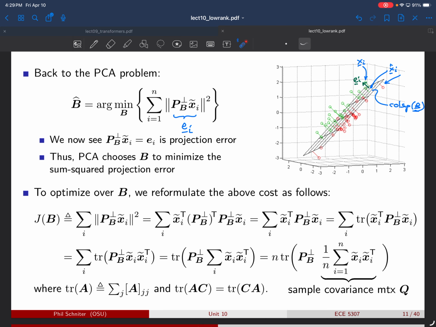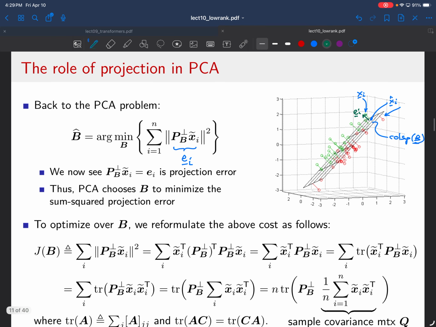And the first thing to remember is that if you have a squared norm, let's say I have a vector a squared, I can also write that as a transpose times itself. Right? So when we have this norm squared, we can write that as this times itself transposed. Okay, so now we've gotten rid of the norm.